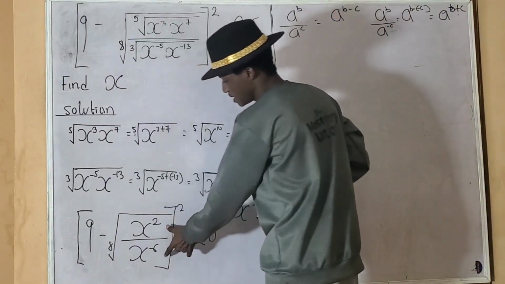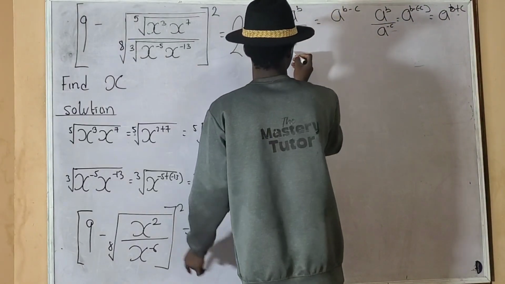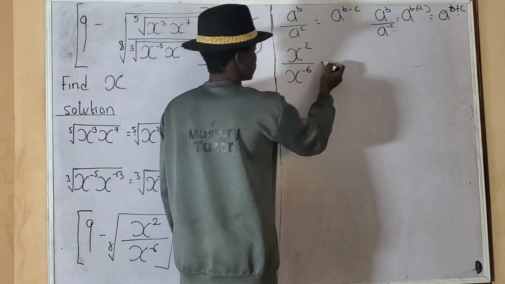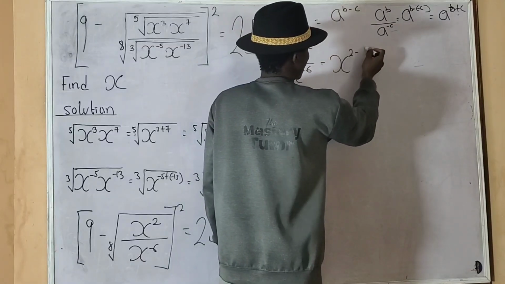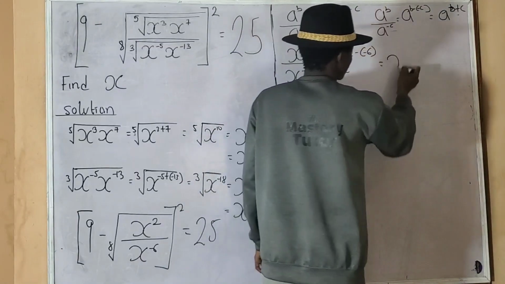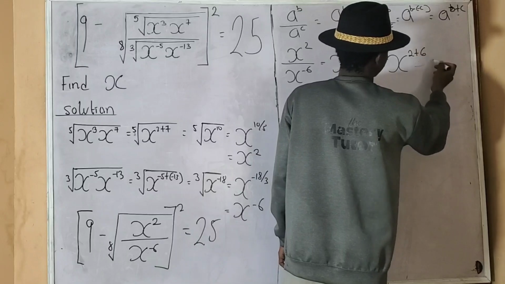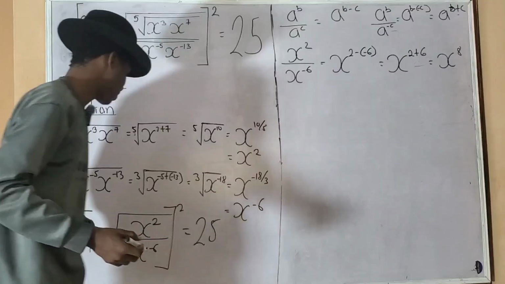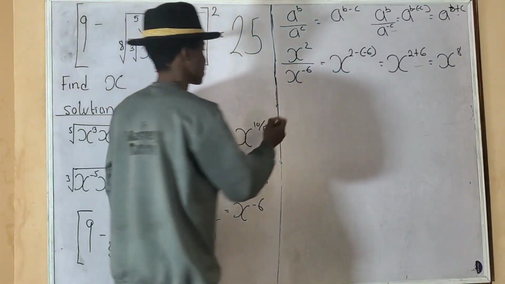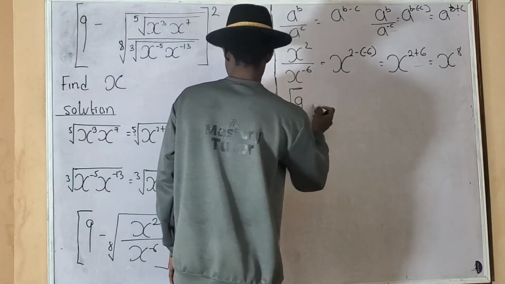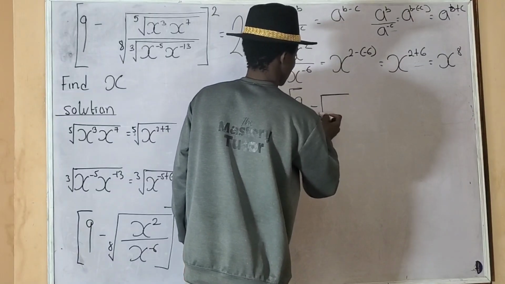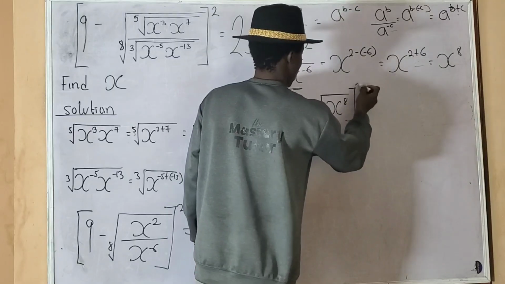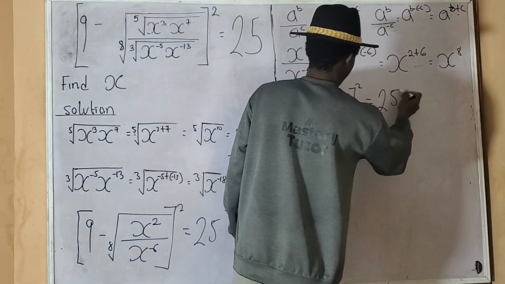Okay, I'm going to apply this law here. If I have x raised to the power of 2 divided by x raised to the power of negative 6, this will become x raised to the power of 2 minus negative 6. And I'm going to have x raised to the power of 2 plus 6. This will be x raised to the power of 8. Are you following? So that means we are done with this. The equation then becomes 9 minus the 8th root of x raised to the power of 8, and then put the square. This will be equal to 25, right?